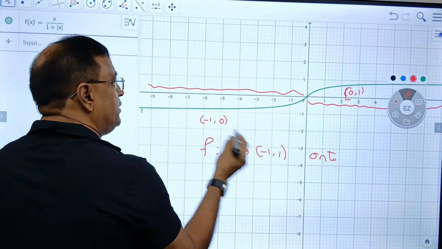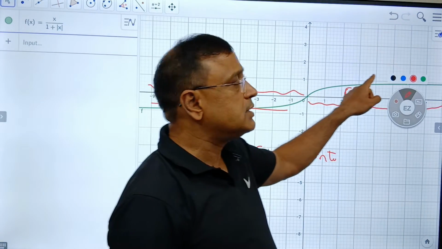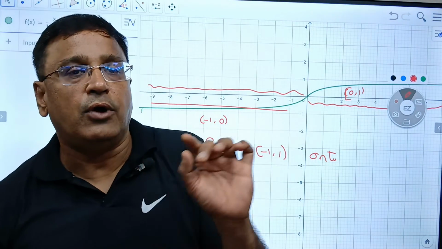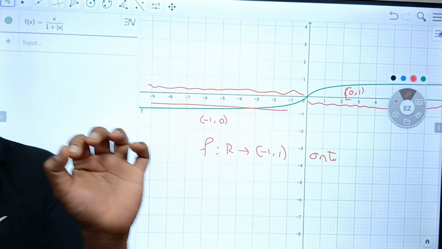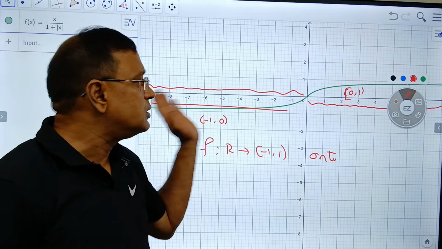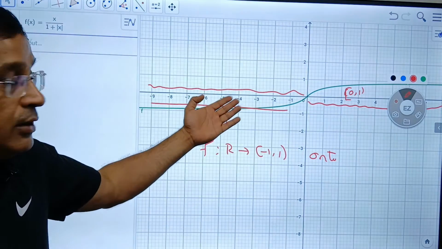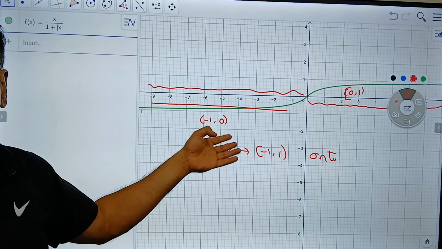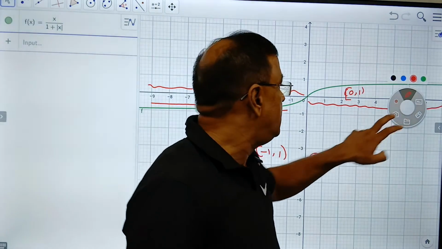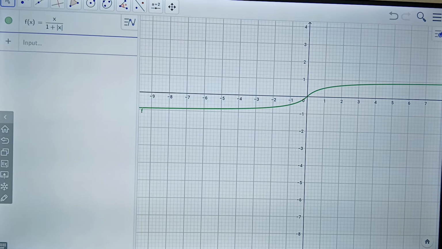Is it 1 to 1? Very simple. Draw a horizontal line. The horizontal line will intersect the graph only at one point. If the horizontal line intersects the graph at one point at a time, then you can say it is 1 to 1. So clearly we have proved it is 1 to 1 and onto. So the graph helps you to understand the question. Okay, I hope that is clear. Let's go back to the problem.